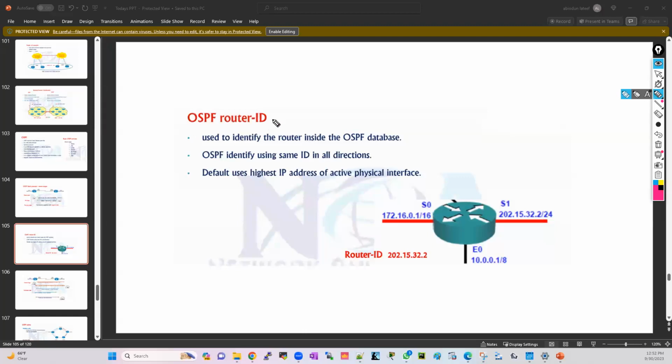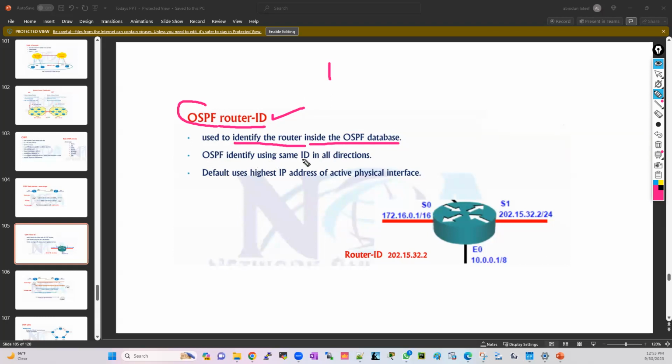OSPF router ID. You see, router ID is optional, but it is best practice. What it does is just identification. It doesn't play any role in making the route forward or not forward. If you look here, it is used to identify the router inside the OSPF database. By default, if we don't set a router ID, OSPF will select the IP of the interface to be the router ID.